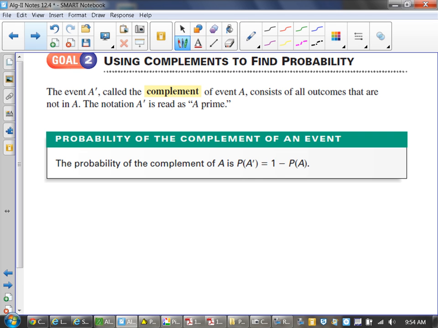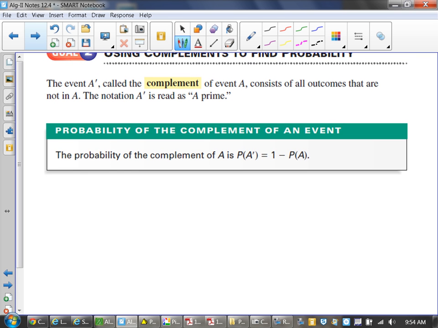Here's what the word complement means. It means a compliment. It doesn't mean you look very nice today. It means the opposite of something. You know, that's rude. What are the chances of that happening? It's funny.